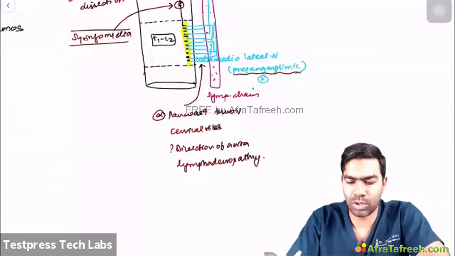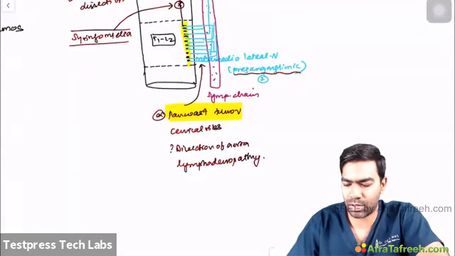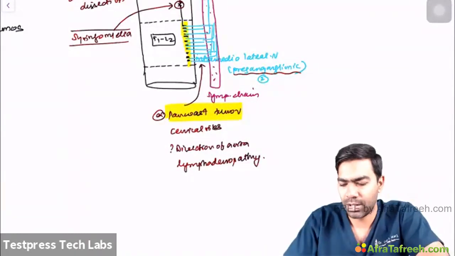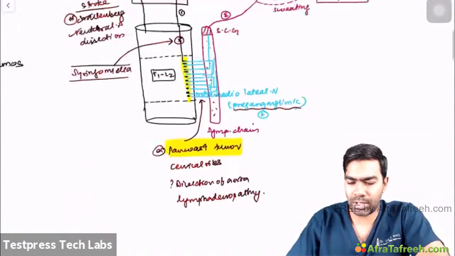But of course, the most important of all this that you need to know for exams is the Pancoast tumor. Very commonly asked question in exam. And of course the cervical rib as well.